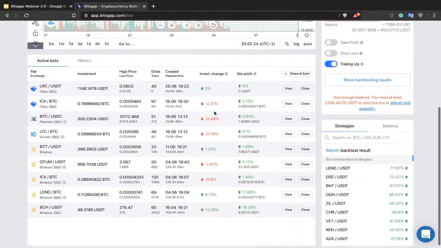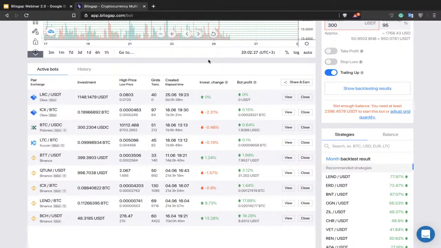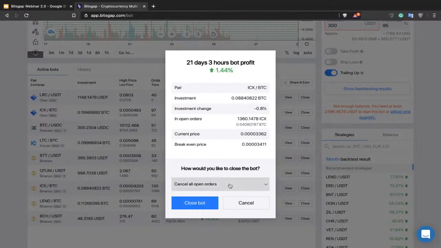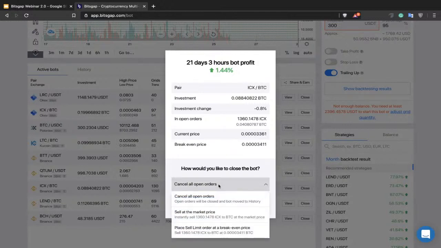And another feature that we now have is the way of how you can close the bot. Let's say I want to close my ICX trading to BTC. When I click on close, I have some options here. Before that, I could only either have it sell all of my current coins in this active bot at the market price, or simply close it as it is, just to avoid any trading, but any of the base currency and the quote currency left would go to my balance.